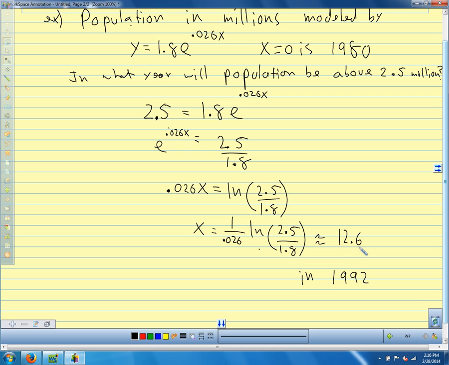1992 in 0.6 is almost 2/3 of the way through. So August maybe? In 1992, sometime a little more than halfway through 1992, our population would be above 2.5 million. Questions there?